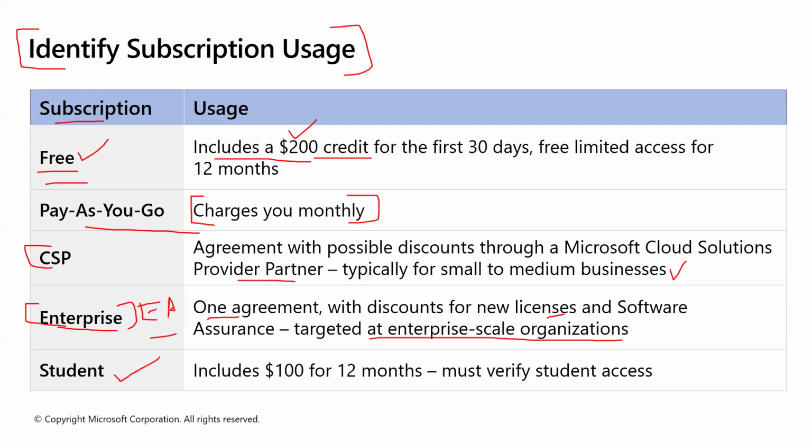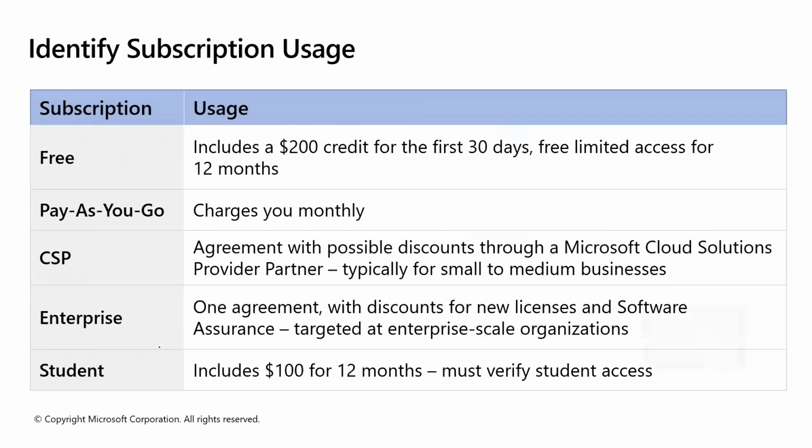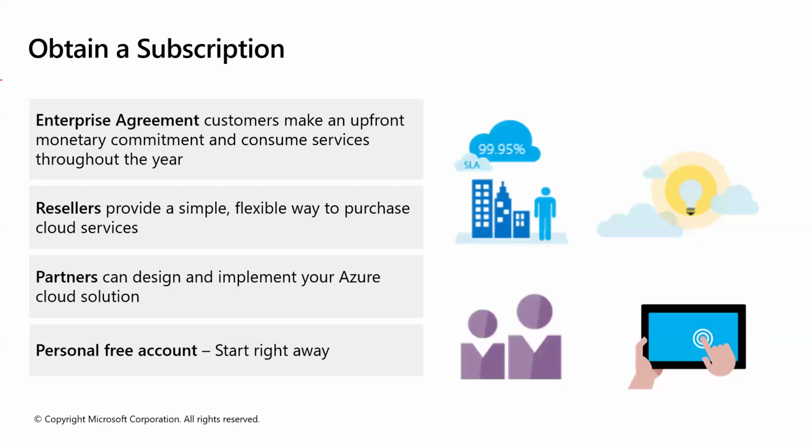If some organizations are tied with Microsoft, okay, some colleges, right? So the students will get around $100 per month, and they have to verify with their student access. How you can obtain a subscription? How you can get a subscription? Either from the reseller, or from the partners, or you will get it from the personal free account, or there is something called EA.